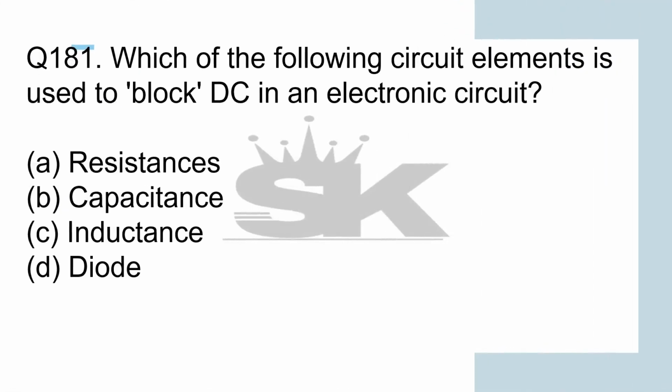Which of the following circuit elements is used to block DC in an electronic circuit? So a capacitor blocks DC voltage, but modulated DC has an effect on its plates due to partial charge and discharge action, and high resistance could dissipate DC to zero. So here the answer is capacitance. Okay.